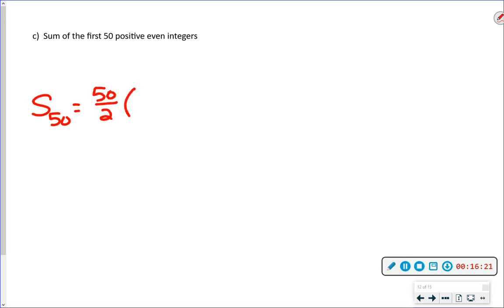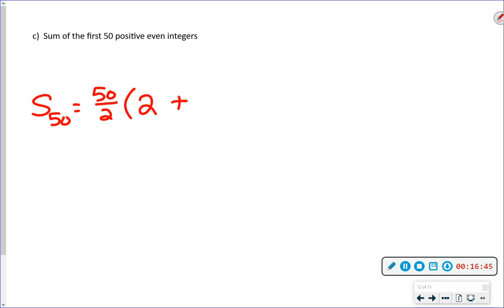What is the first positive even integer? 2. Nobody said 0. I'm happy. Why? 0 is considered neutral. It's neither even nor odd, and neither positive nor negative. Okay, so first positive even integer would be 2. So then we would go to the 50th.